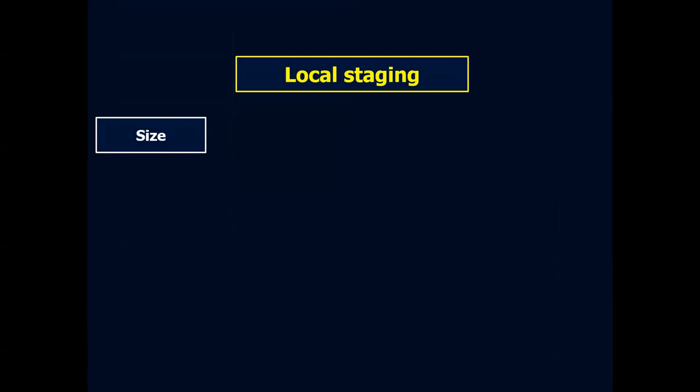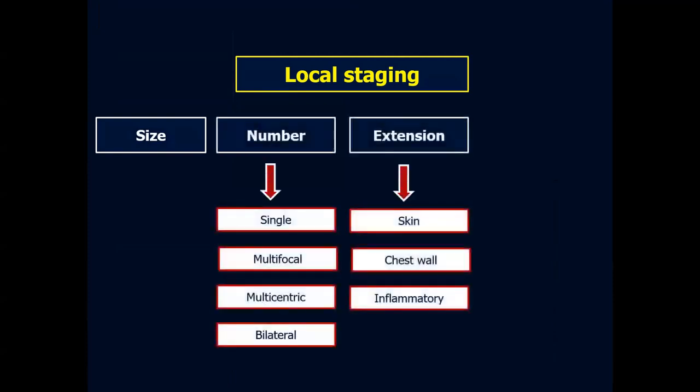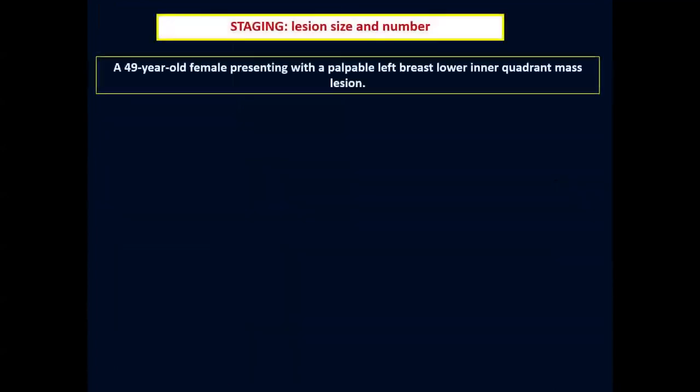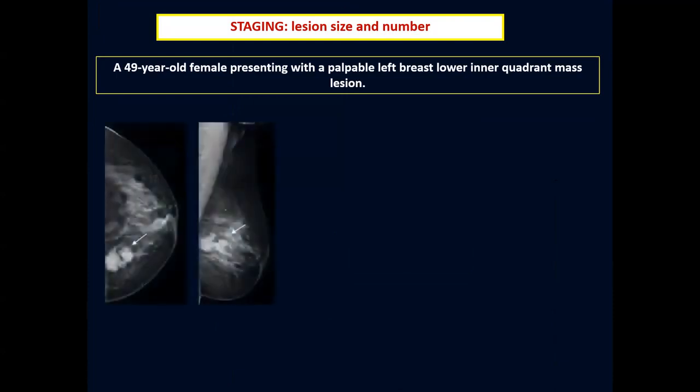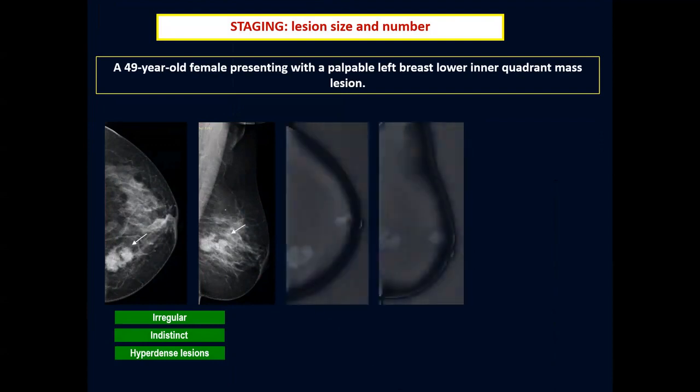For local staging, we should describe the size of the lesion, the number of lesions, the extension of the lesions, and the lymph node status. This was a 49-year-old female presenting with a palpable left breast lower inner quadrant mass lesion. She had this lesion, which appeared irregular, indistinct, and it was hyperdense as compared to the surrounding parenchyma.